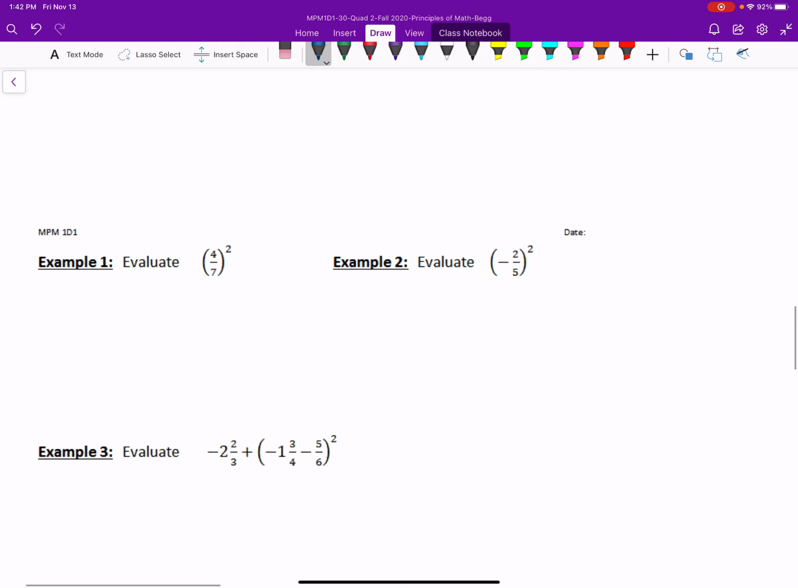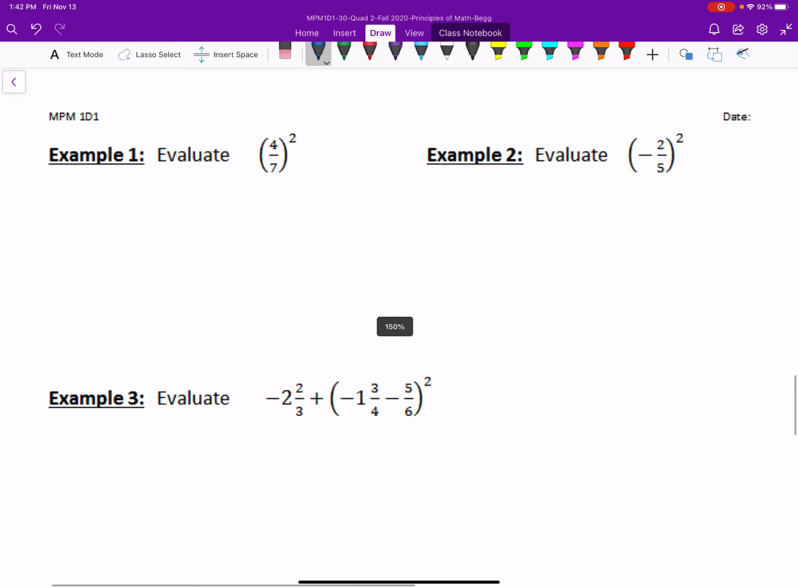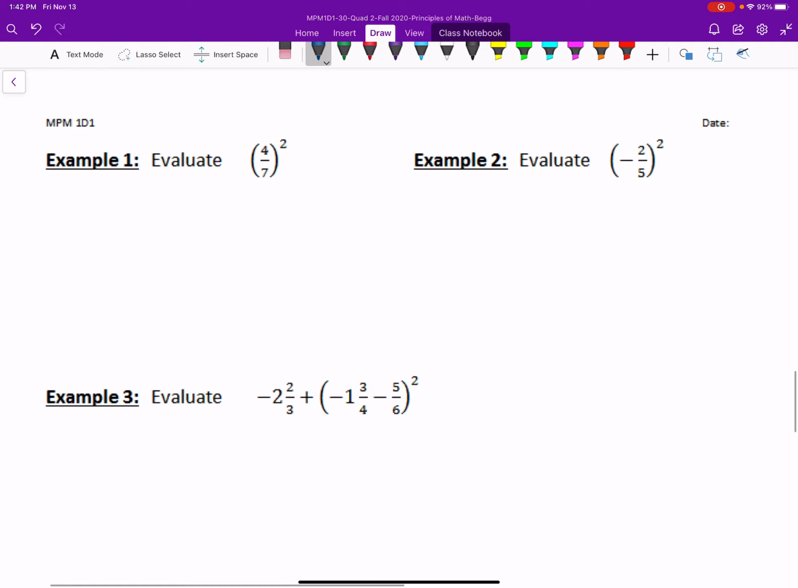Okay, we have a few examples just to put this into practice. So evaluate 4/7 squared. So think of it as 4 squared over 7 squared. 4 squared means 4 times 4, that's 16. 7 squared is 7 times 7, that's 49. And that's it. It's that easy.